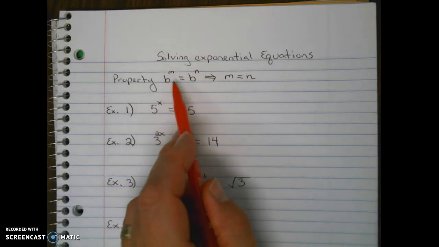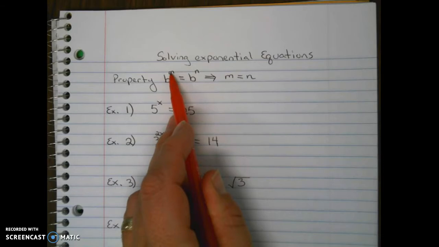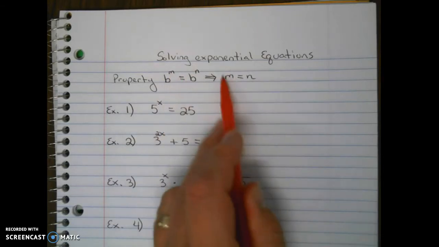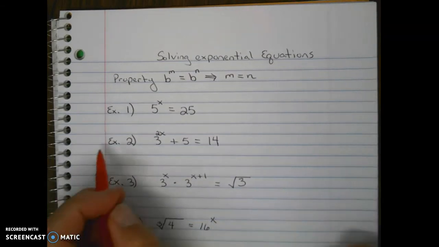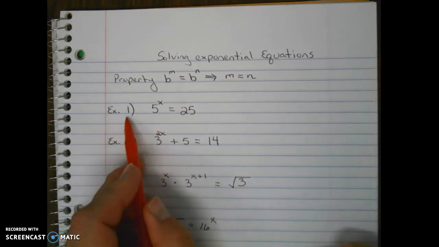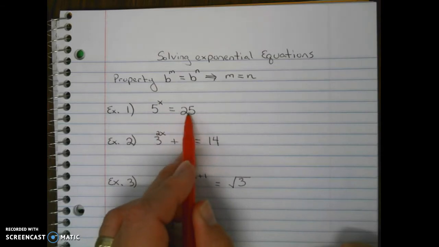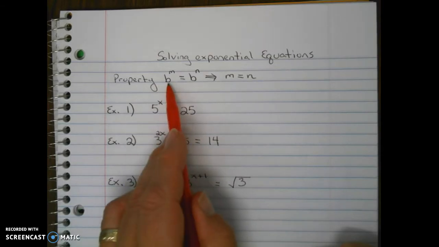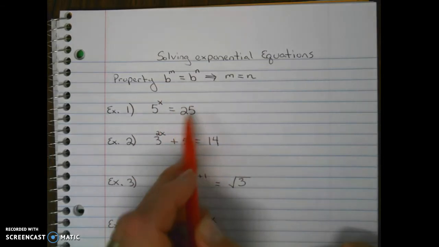So when we set the bases equal to each other, it's at that point we can set the exponents equal to each other and then solve for the variable that we're trying to solve for. So let's take a look at an example. So in example number 1, we have 5 to the x equals 25. So remember, we want to set the bases equal to each other. So we can change 25 to base 5.